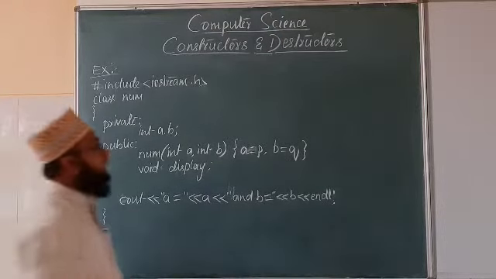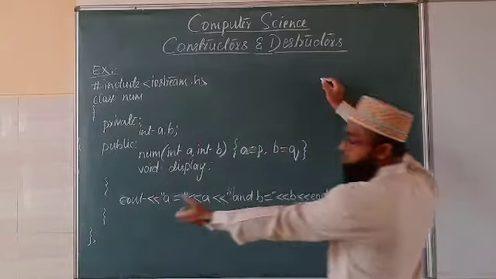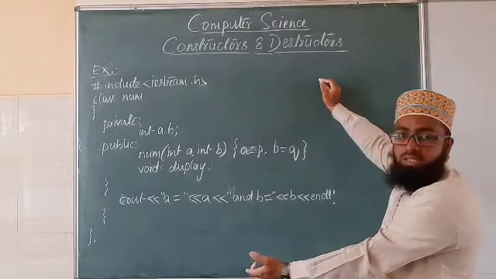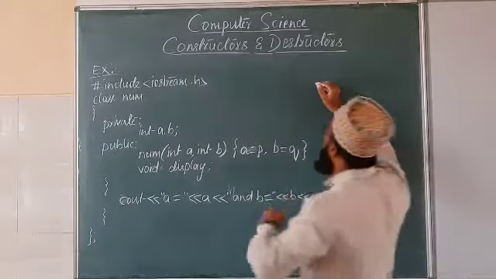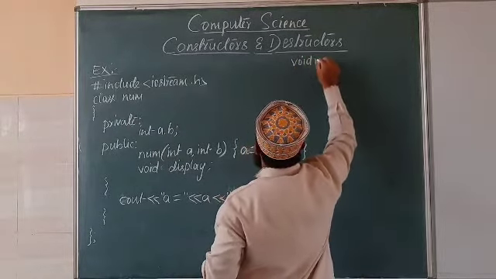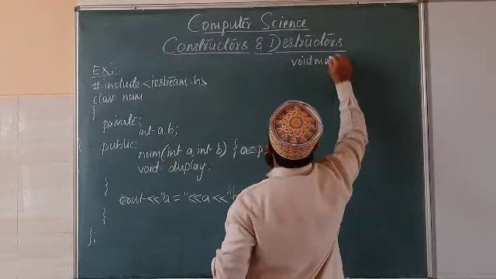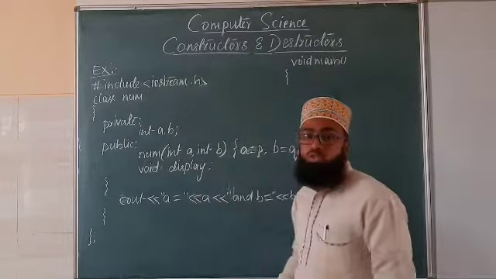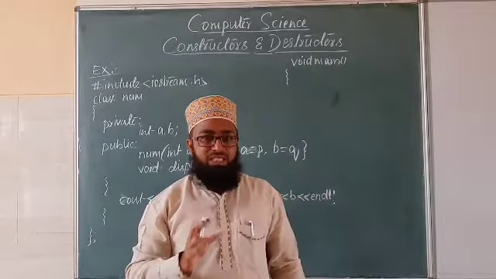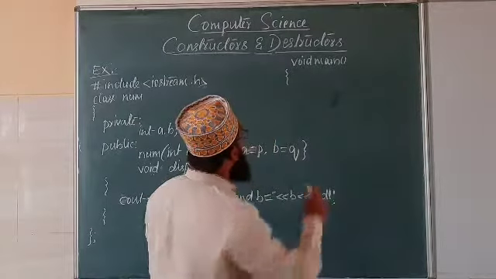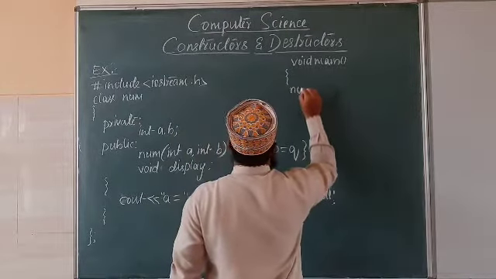Okay, after closing the class, what do we have to do in data structures? What will we do after closing the class? The main program is going to be started, that is void main. Under the main program here, we are going to do the explicit call. Come, we shall see how this explicit call works.